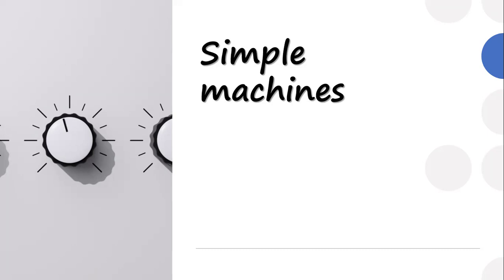Chapter is simple machines. In our previous video, the screw jack, we discussed the structure and the various ways you can calculate the mechanical advantage, the velocity, and the efficiency of the screw jack. So today let's move on to the other simple machine, that is the wheel and the axle.